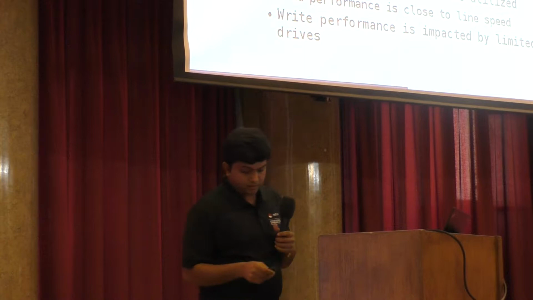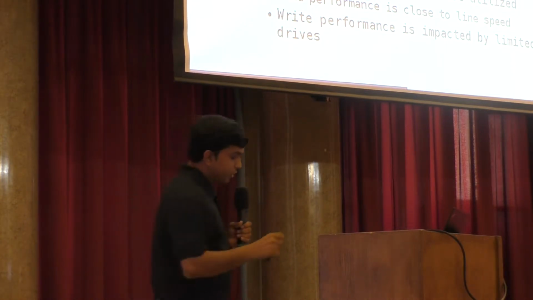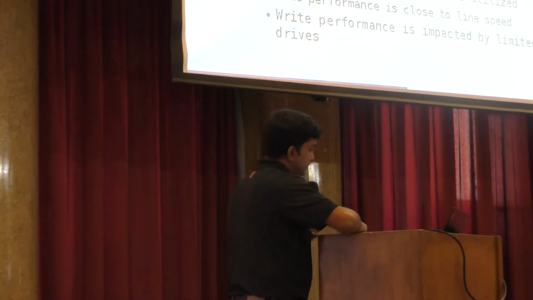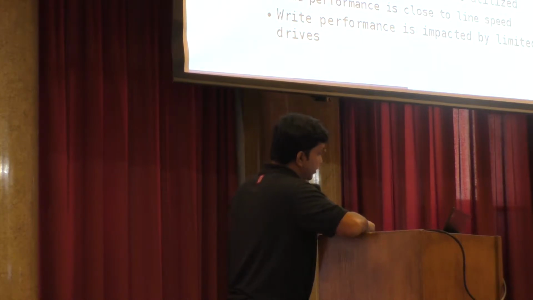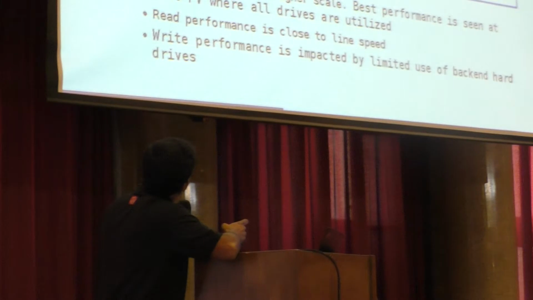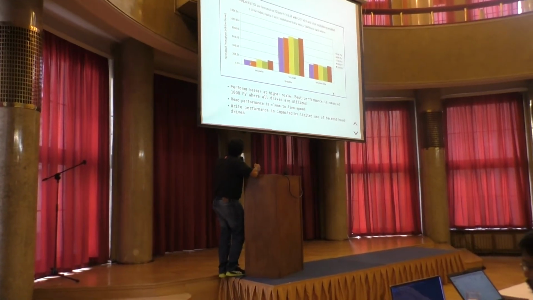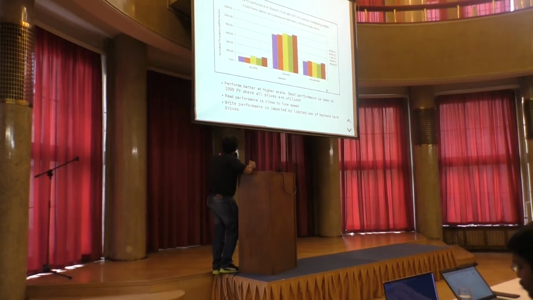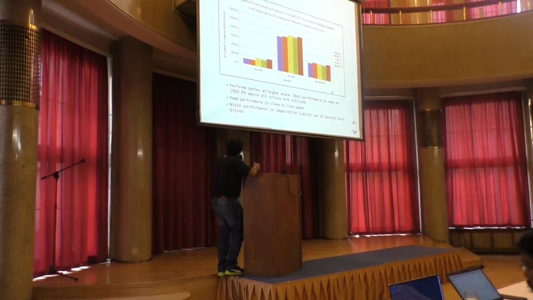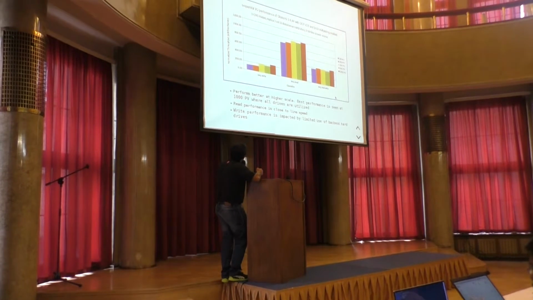So this is the graph which shows us the scalability performance when we scale the persistent volumes from 100 to 1000. As you see, if you notice here, this is for 100 volumes and this is for 1000 volumes. So the performance is actually double for sequential write going from 100 to 1000.